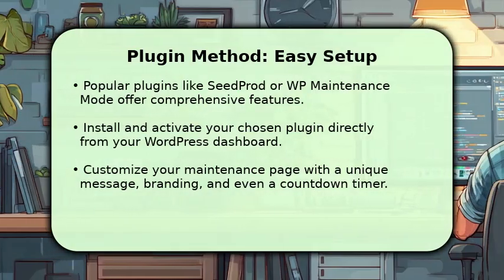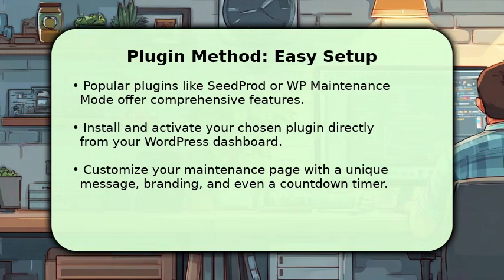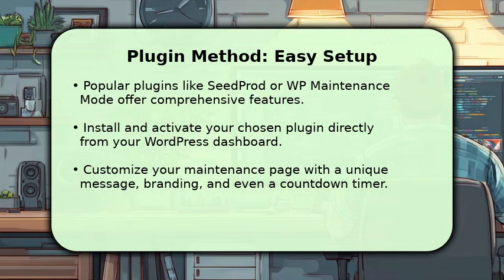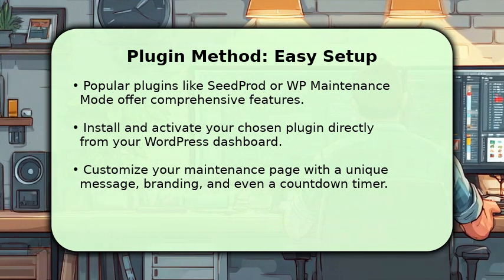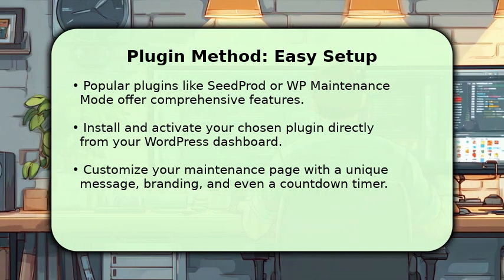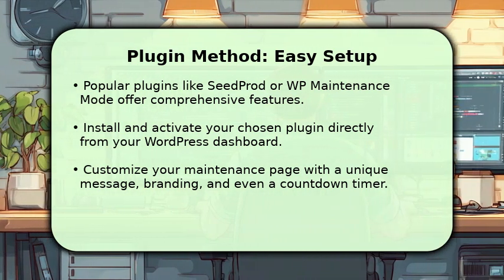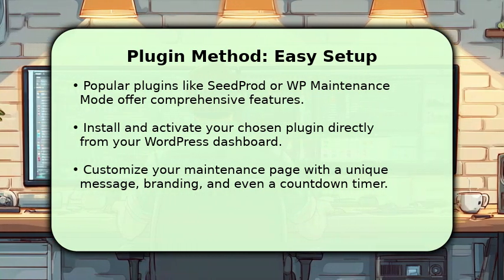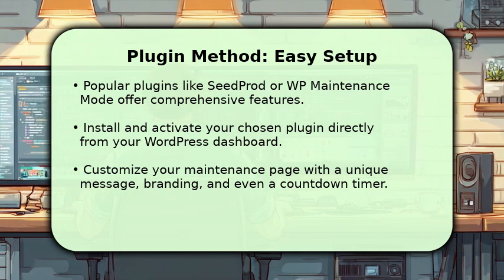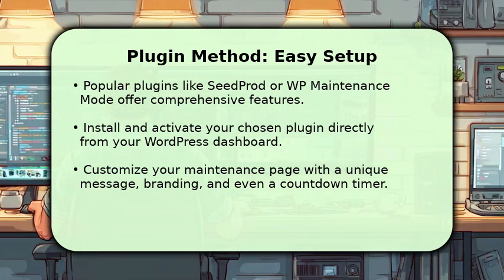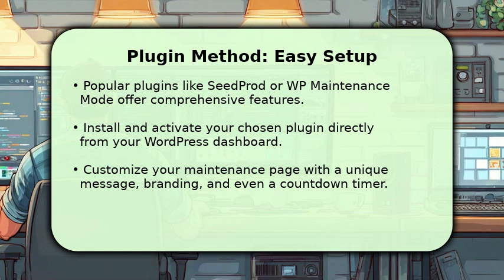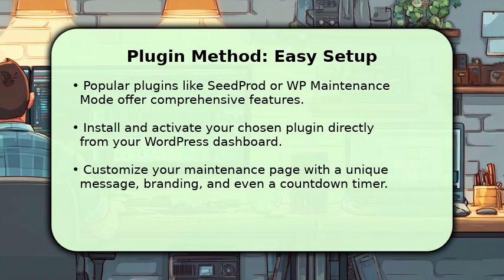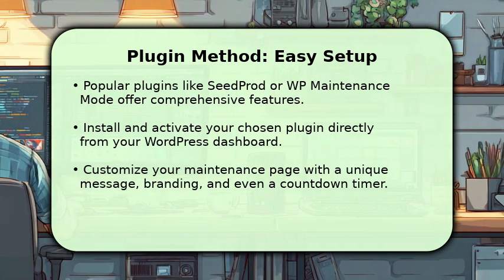The easiest way to enable maintenance mode is by using a plugin. Tools like SeedProd or WP Maintenance Mode are excellent choices, offering a user-friendly interface. Simply install and activate your preferred plugin from your WordPress dashboard. You can then customize your maintenance page with a personalized message, your brand's logo, and even a countdown timer. This method allows you to toggle maintenance mode on and off with just one click, making it incredibly convenient.